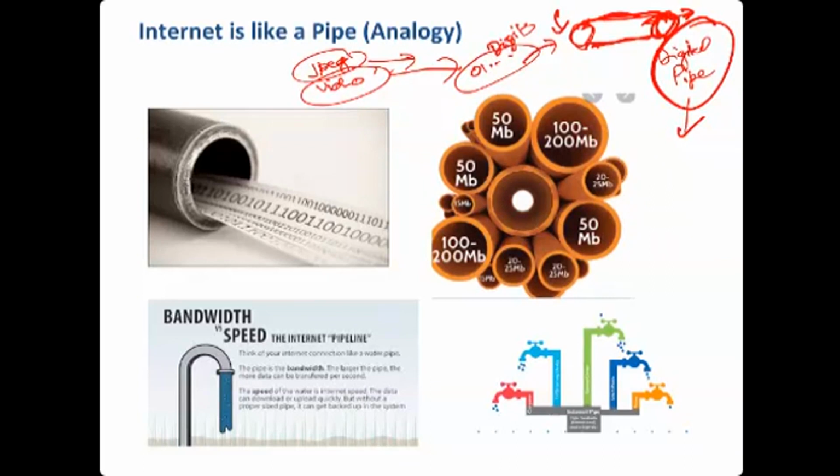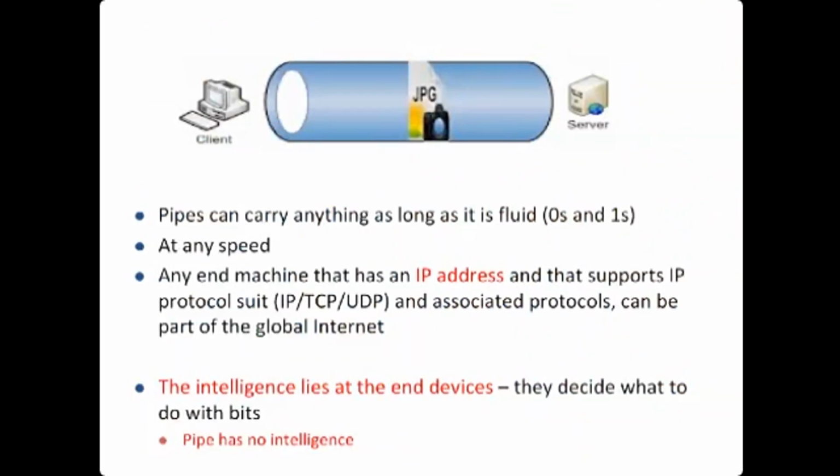And now these pipes, of course, when you buy a pipe for your home, the shopkeeper will ask what size of pipe you want. So these pipes can be of various sizes depending on how much money you are going to pay. Like on the internet, you can take a 50 Mbps connection, 25 Mbps, 100, or maybe 500 Mbps or 1 gigabit per second. All these pipes are available. So this is the concept: pipes can carry anything, as long as it's a fluid or zeros and ones, and at any speed.